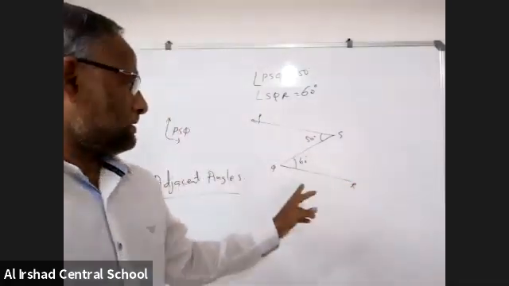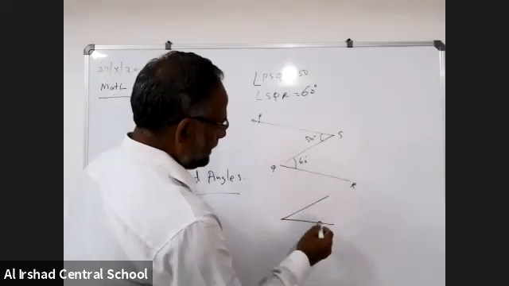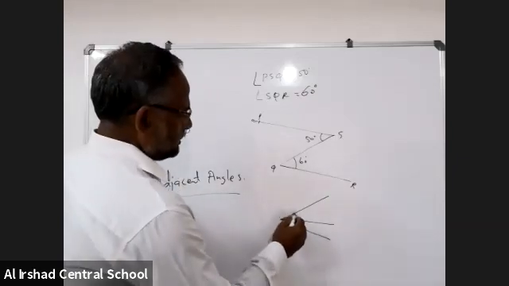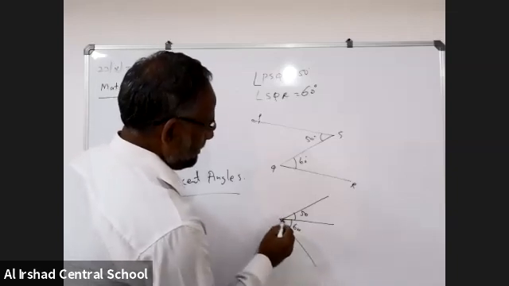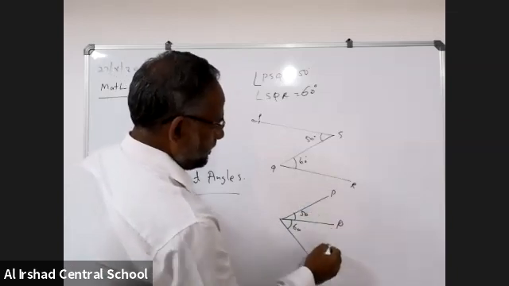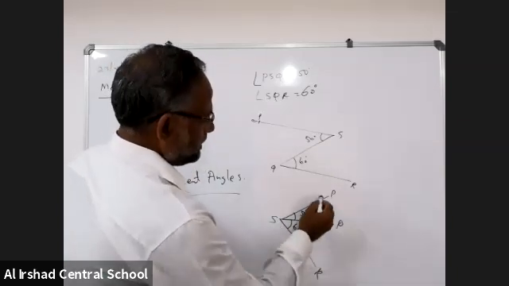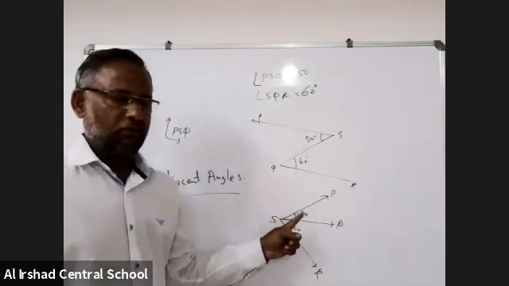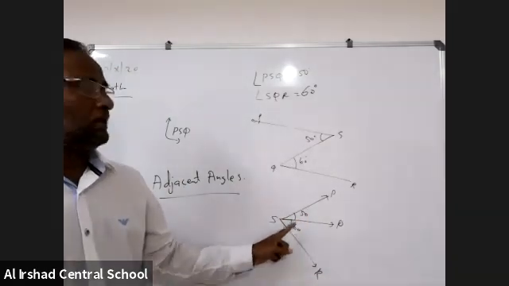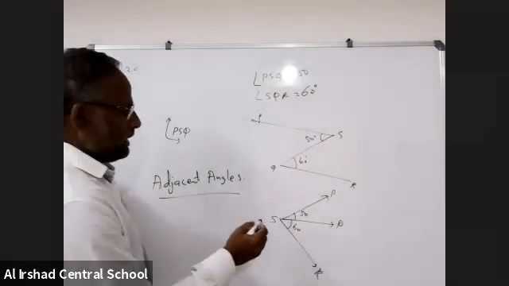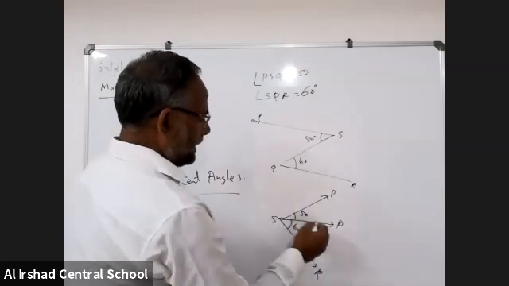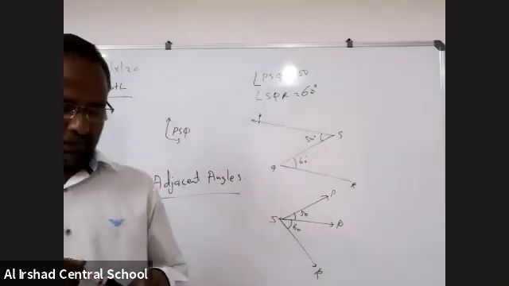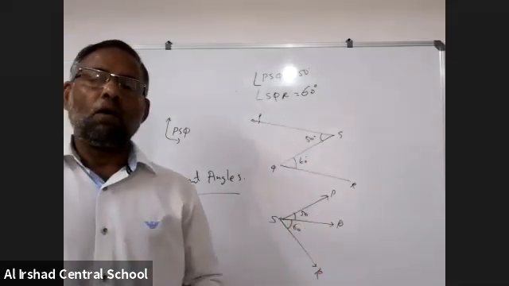It is not adjacent. Adjacent means they need a common vertex and a common arm. See, now suppose this is 50 and this is maybe 60. Again, P, Q, R, S. One angle is 50 and the other 60. This one is adjacent, but you are not adjacent because we need the common vertex. Here the vertices are different. We need the common arm. Here SQ is the common arm. Here also a common arm is there, but you don't have a common vertex.